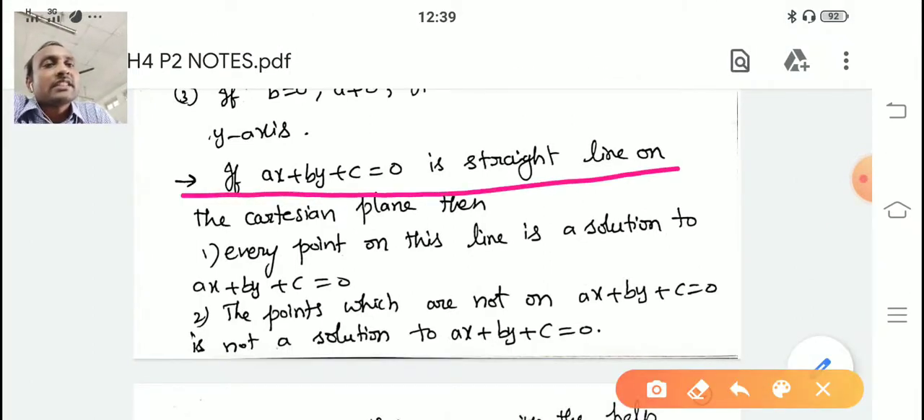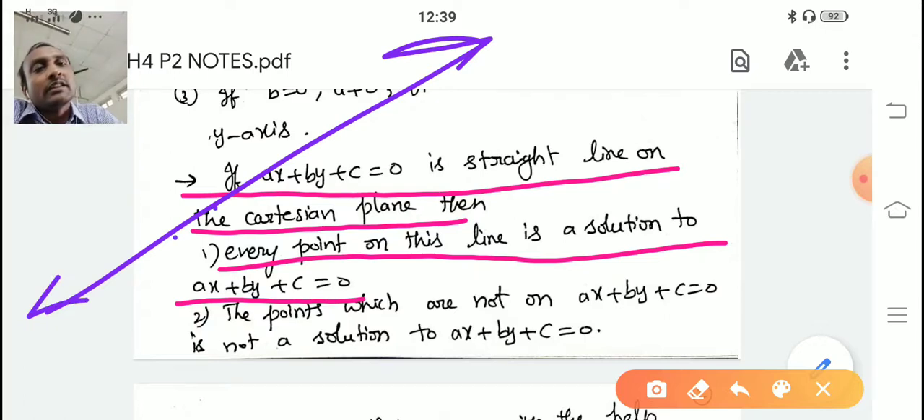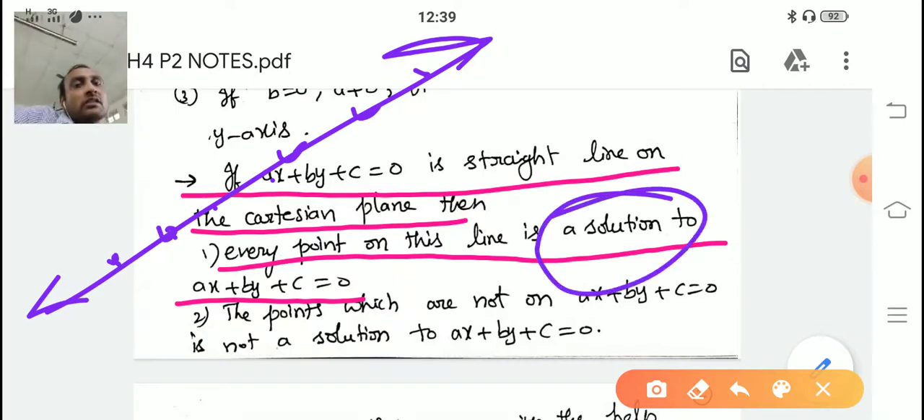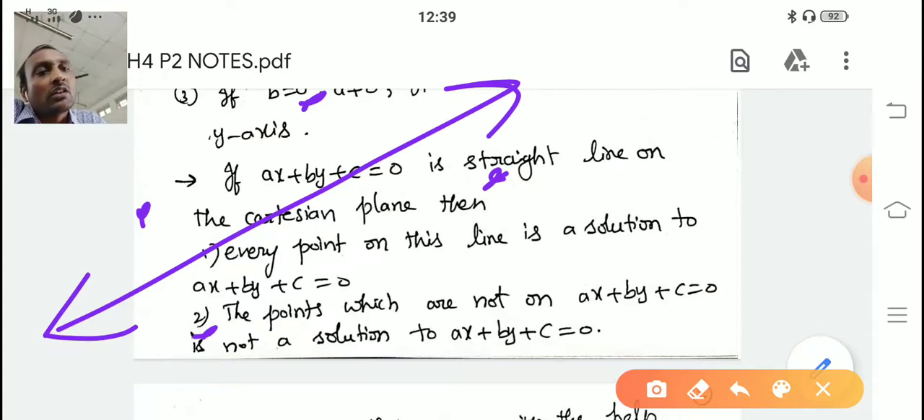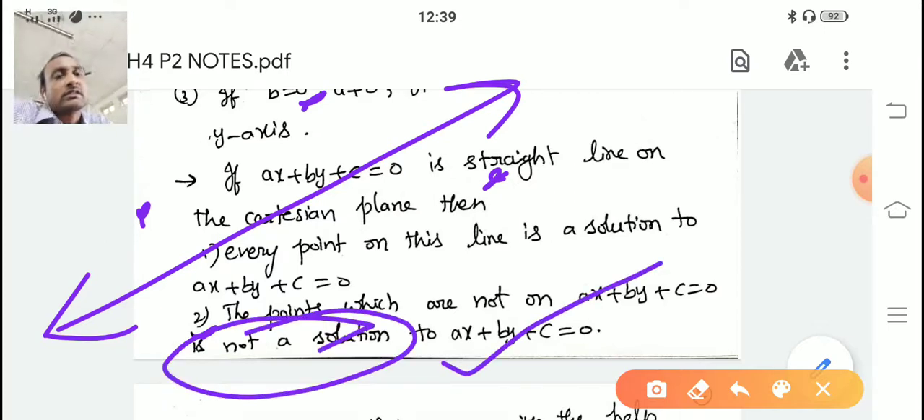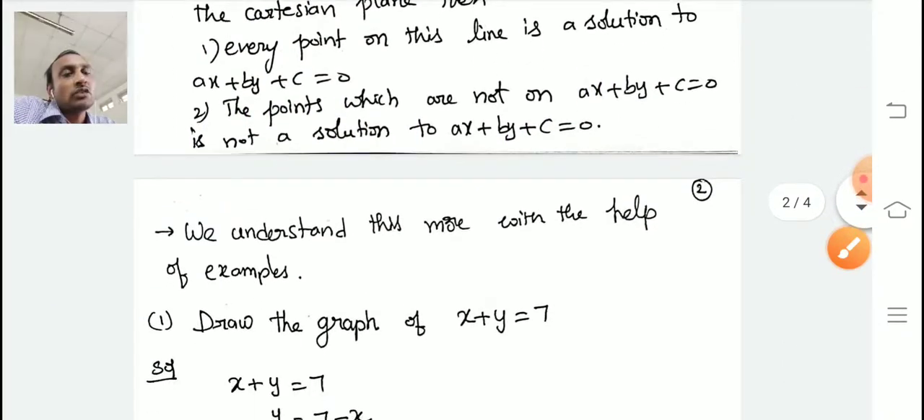if ax plus by plus c equal to 0 represents a straight line in the Cartesian plane, every point on this line is a solution of this equation. You know very well what a straight line is. A straight line is a combination of infinite points. Every point on the line is a solution of this equation. The points which are not on the line are not solutions of this equation. Next, we will understand this more with the help of examples.